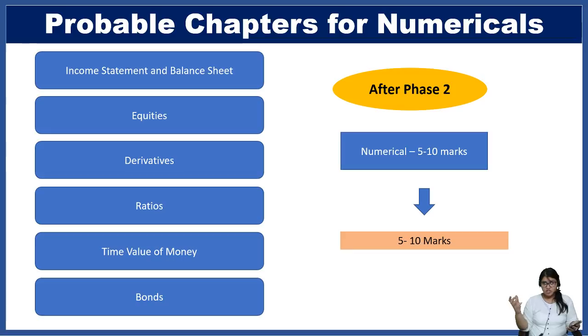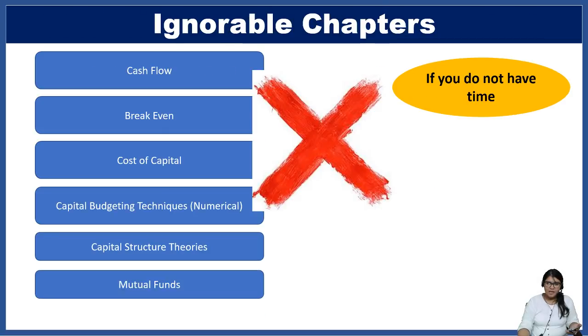I would again say it's your discretion. If you're still frightened about numericals, you can take it up, but I would suggest you have it after phase 2, provided you're doing the other topics before phase 1. Not leaving complete management after phase 2. Big no, do not do that. Now, these are some of the chapters that are ignorable. Again, a disclaimer: if you do not have time, these chapters are ignorable in comparison to the other chapters that we have just now listed.